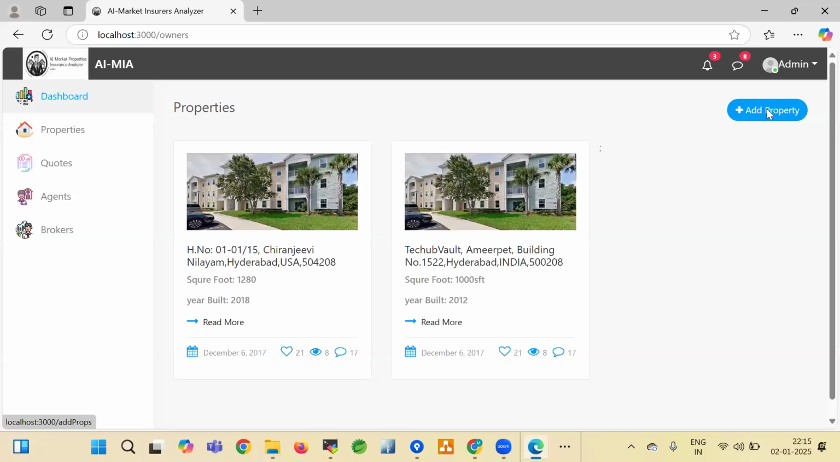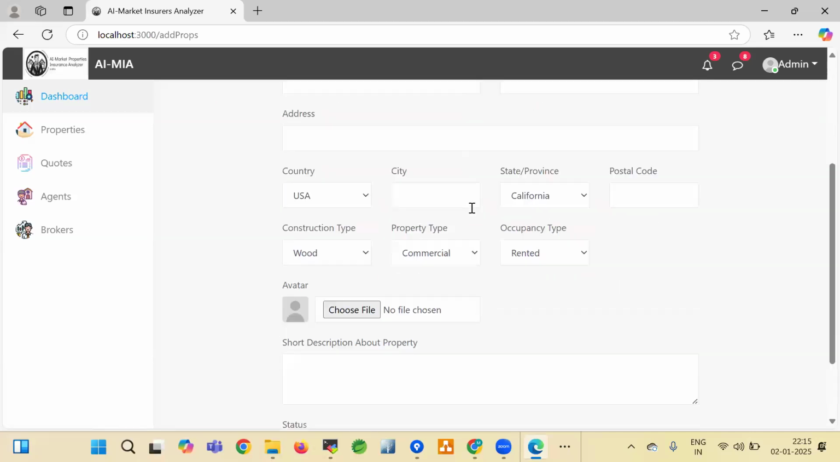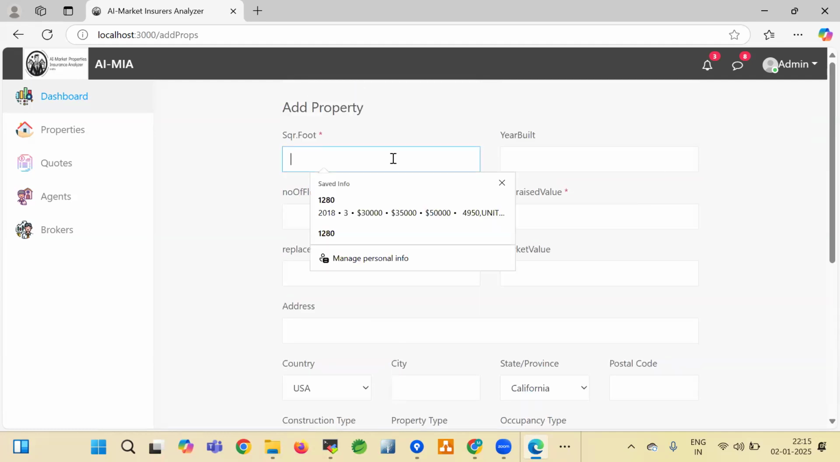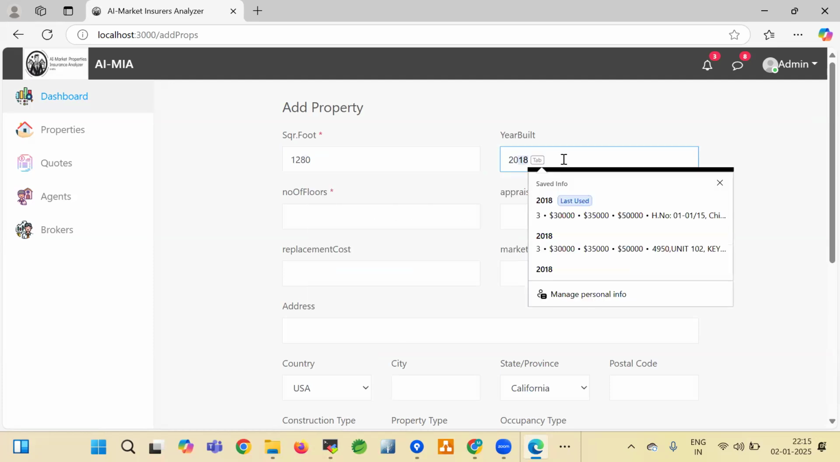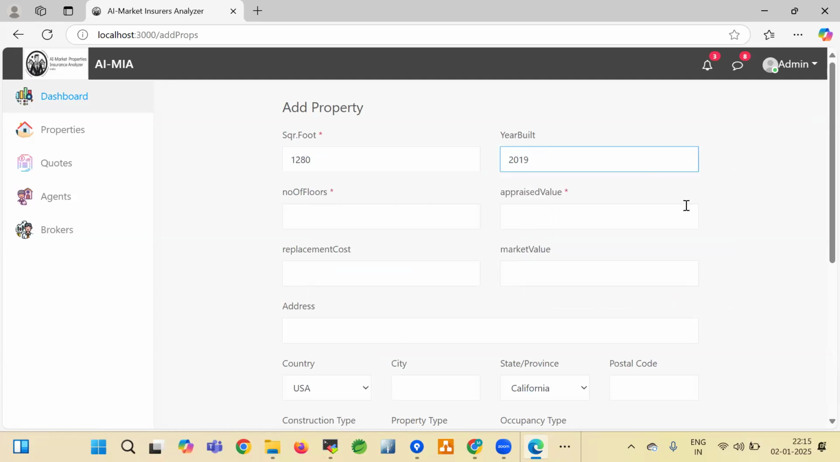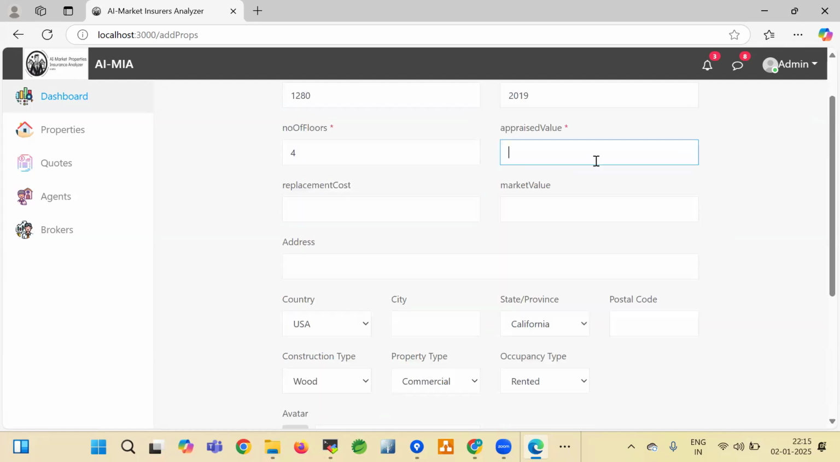If the owner wants to register his property, he can register it. Let's say his property is 1280 square foot, and the year built is, let's say, 2019. Number of floors is 4, then a priced value. This is the domain terminology. We'll discuss PNC domain knowledge later, but let's give some value. Let's say $20,000, or maybe $2 lakh, I could say.